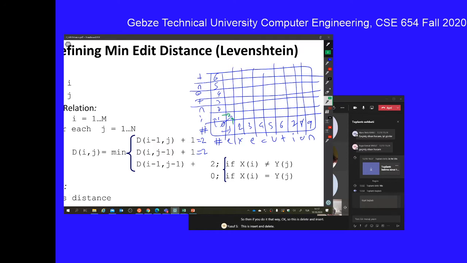If the arrow is up, it is delete. This is insert. This is substitute.